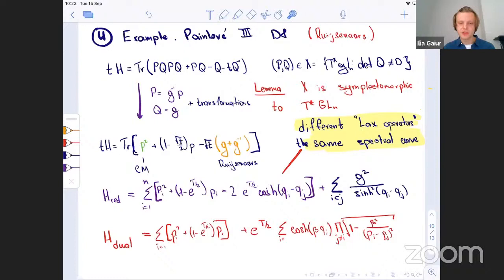So in a sense, in this example, we see that the fine-level Ruijsenaars system combines together Calogero-Moser 1 and Ruijsenaars system, and these two systems and their autonomous version were not known before. And again, the great thing about this is that we have very different Lax operators for these two systems, but we have the same spectral curves and spectral invariants.